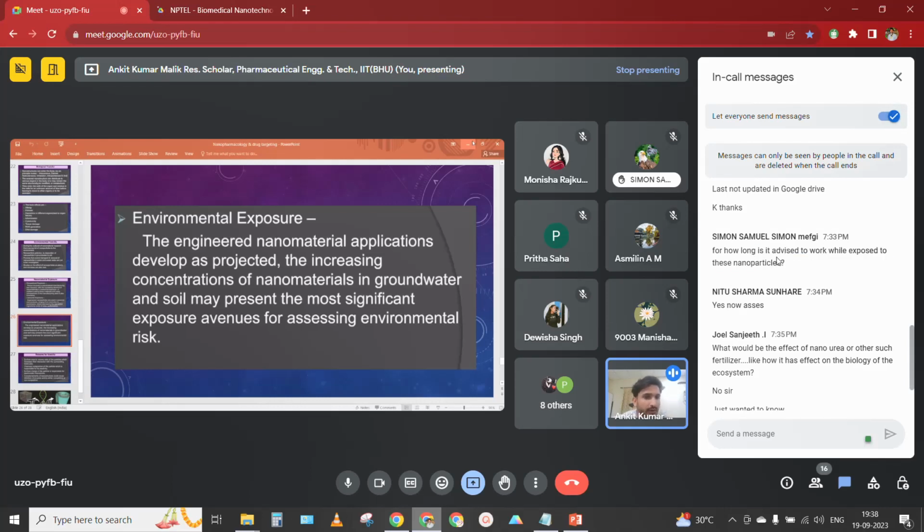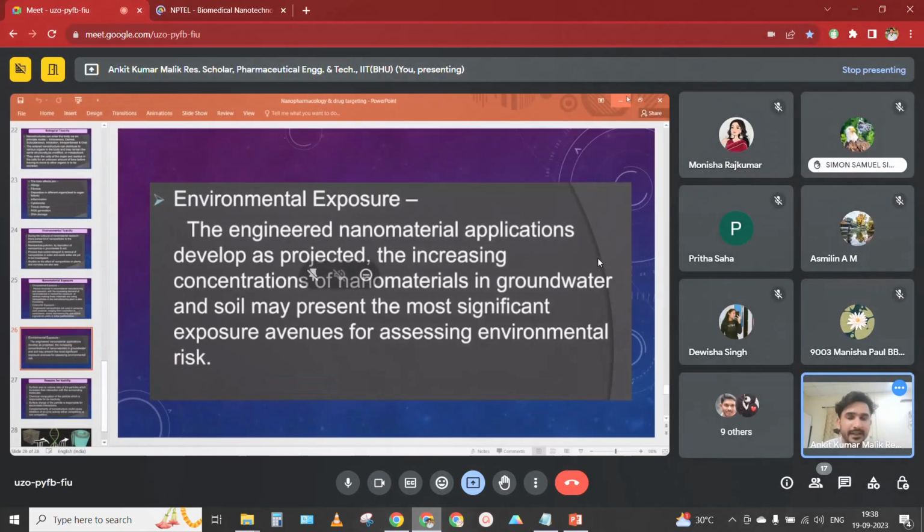For how long is it advised to work while exposed to these nanoparticles? So we cannot advise someone to work for a particular time. We cannot advise for how long they can be exposed to this particular nano material or nanotechnology. It depends on preventive measures. If you are working with proper prevention, you can work over a long period of time.